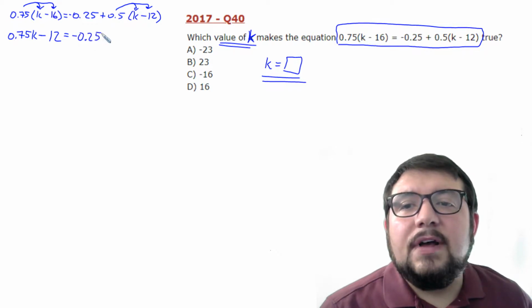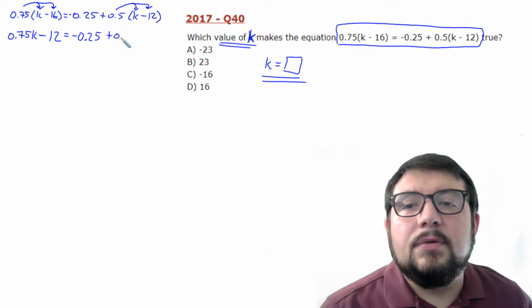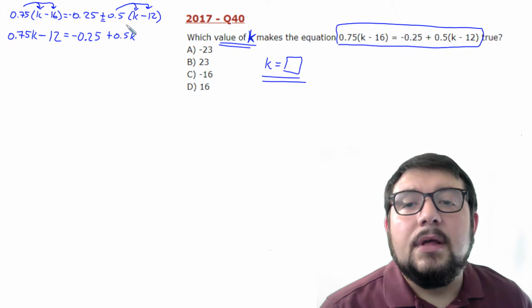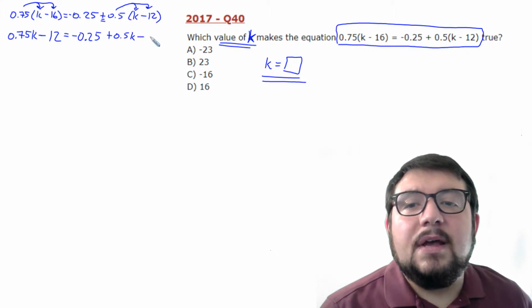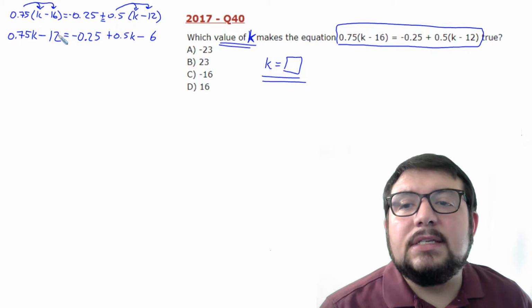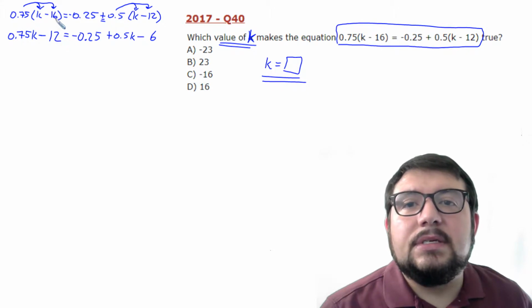Negative 0.25 plus, 0.5 times k makes 0.5k. And now I'm working on my second set of parentheses. I took care of the k. I've got to take care of this negative 12. Well, this is positive and this is negative, so that's going to make a negative. And 0.5 times 12 is 6, because a half times 12 is 6. And this one would be 3/4. That's how I got this 12. 3/4 times 16, well, that would make 12.